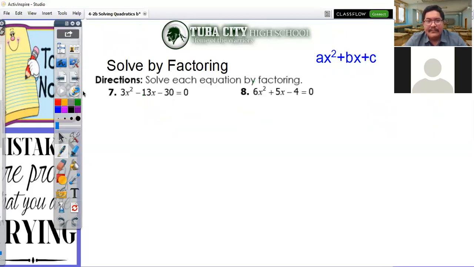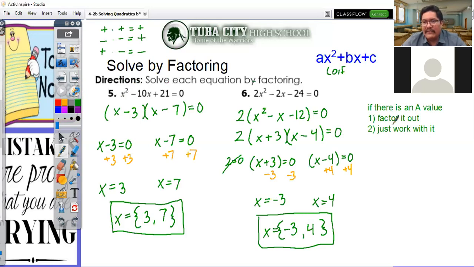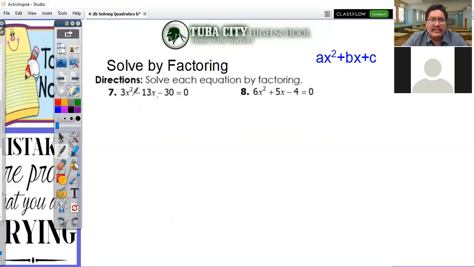Just thought you'd know. All right, so with this one here, we got 3x squared minus 13x minus 30. So we have an a value. So if you have an a value, we can try to factor it out, which in this case here, 3, 13, and 30, would they all be divisible by 3? No, because 13 cannot be divided by 3. 13 is a prime number. Therefore, it does not have any other factors. So we're just going to have to work with it.